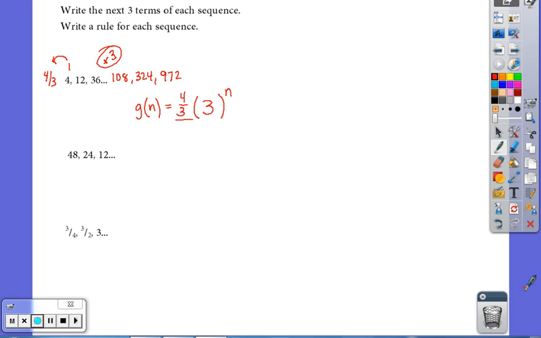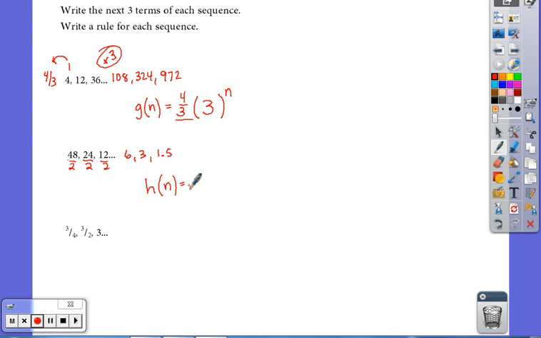Take a look at the next example. I have 48, 24, and 12. These are going down each time. So just like before in our arithmetic sequences, where we were decreasing and used subtraction, now for geometric, adding and subtracting are out, we're thinking about multiplying, and the converse of multiplying is dividing. So in this particular case, what number are we dividing by each time, or what fraction are we multiplying by? So here, 48 divided by 2 is 24, divided by 2 is 12, divided by 2 would be 6, 3, and 3 over 2, or 1.5, for my next 3 terms.